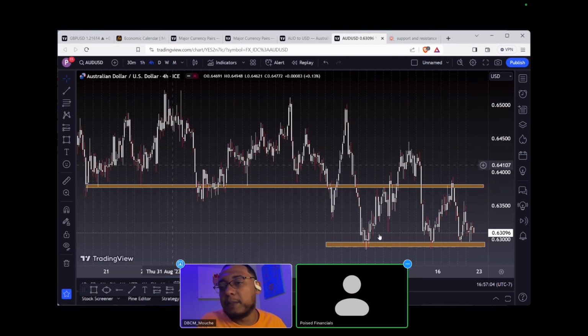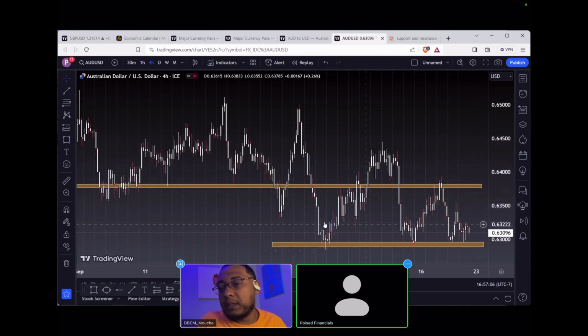I'll take this level. As we see, we gave it some form of respect here as we couldn't get past it, right? After we did, we couldn't get past it. We went into it, fell back down. We finally broke past it, but as we can see, we shot right back past it again. We came right back into this level here and then sold from it again.